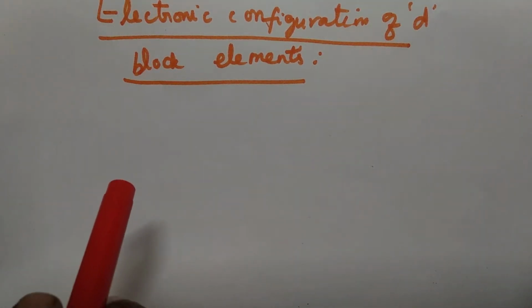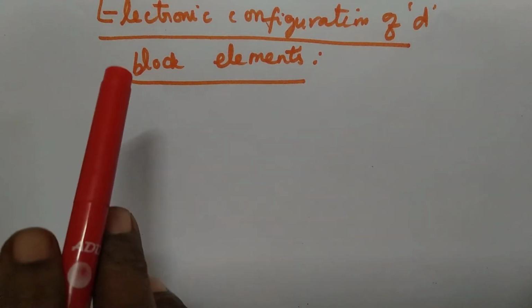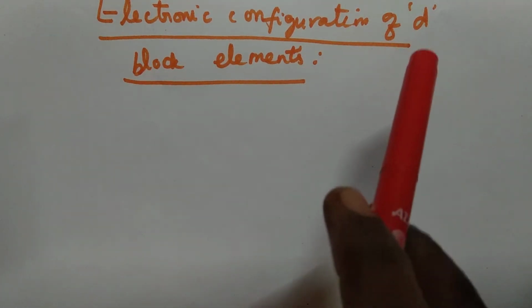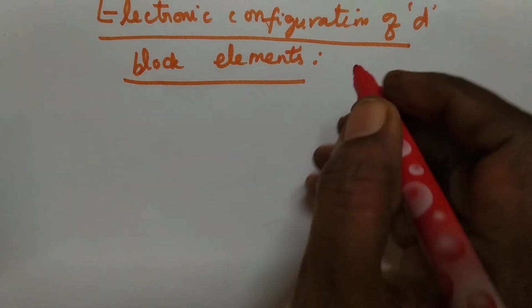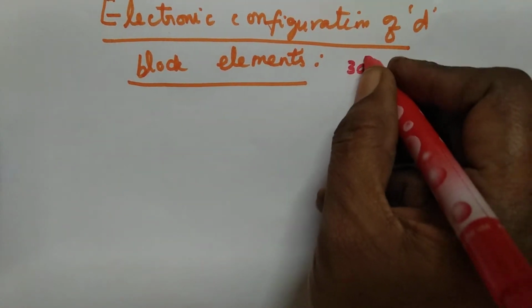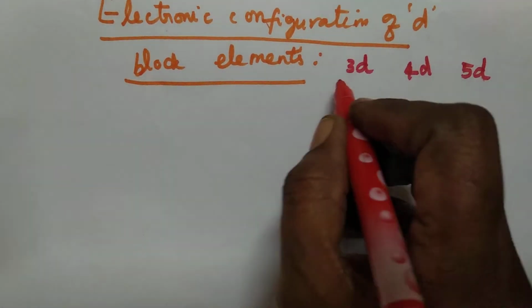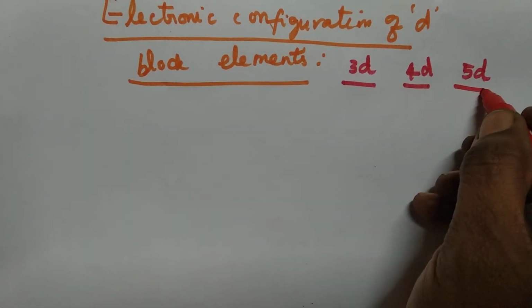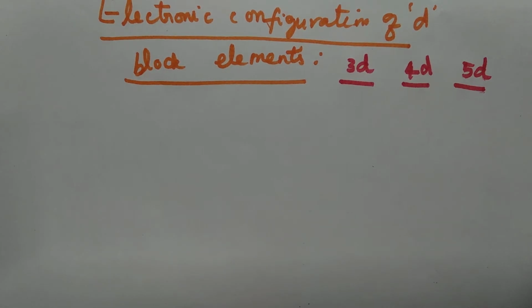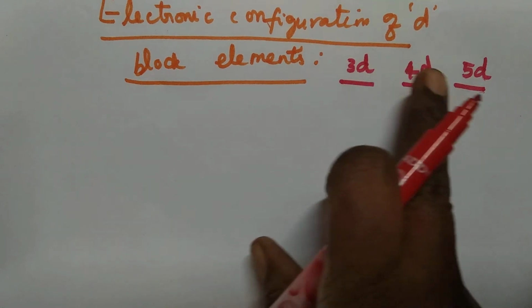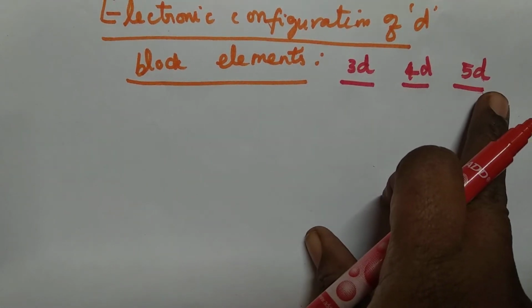Hello children, today we are going to see how to write the electronic configuration of d block elements. We need to write for 3d, 4d and 5d elements. These three series of elements we have to see, the three periods, which are the 3d block elements, 4d block elements and 5d block elements.